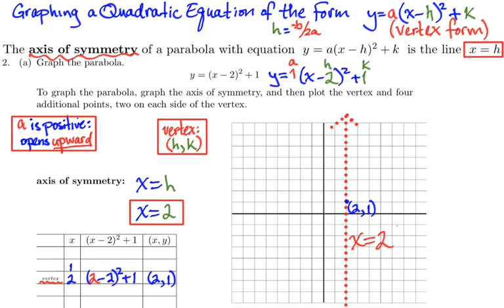We're going to use two numbers less than 2, so the number 1 and the number 0. And then two numbers to the right are going to be 3 and 4.